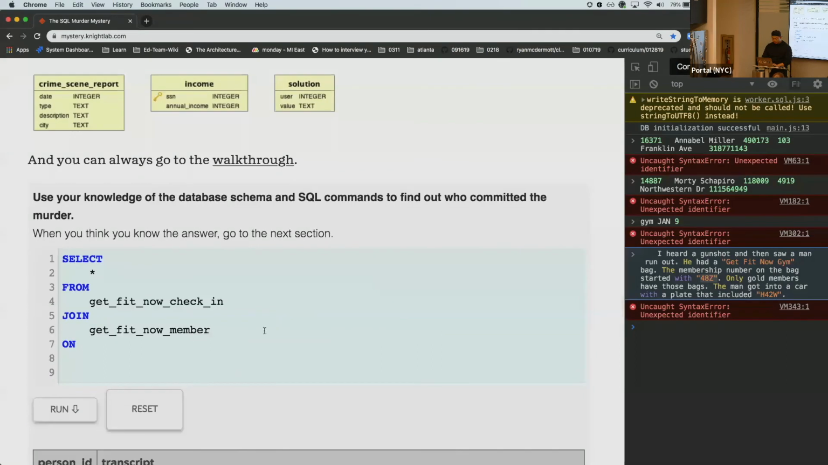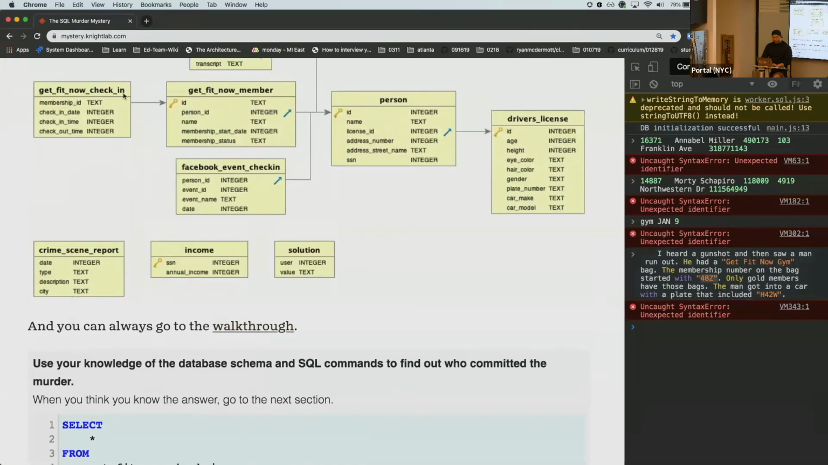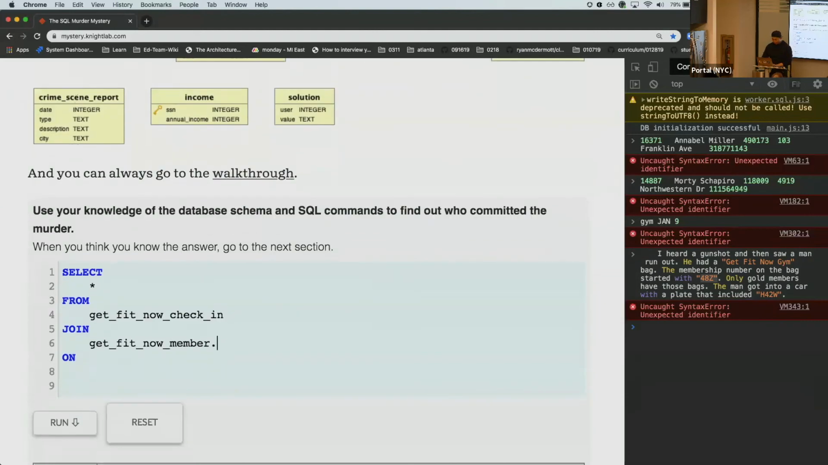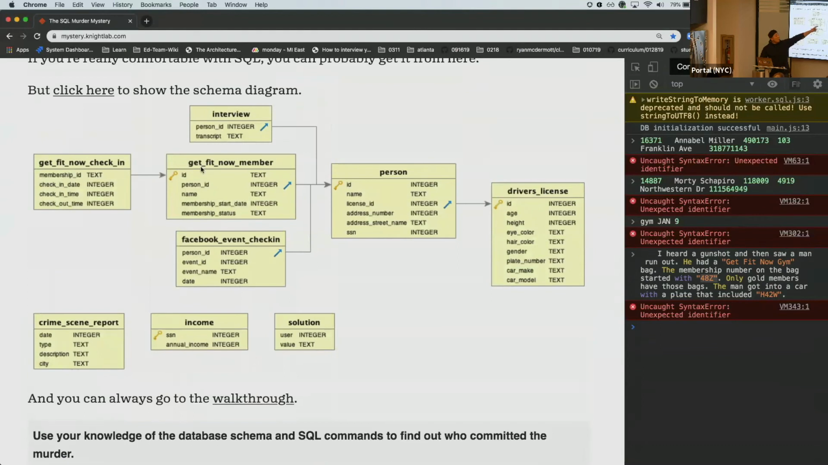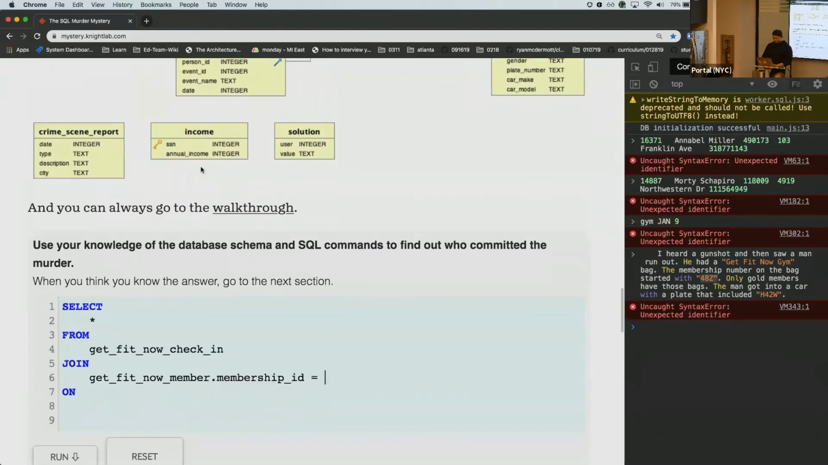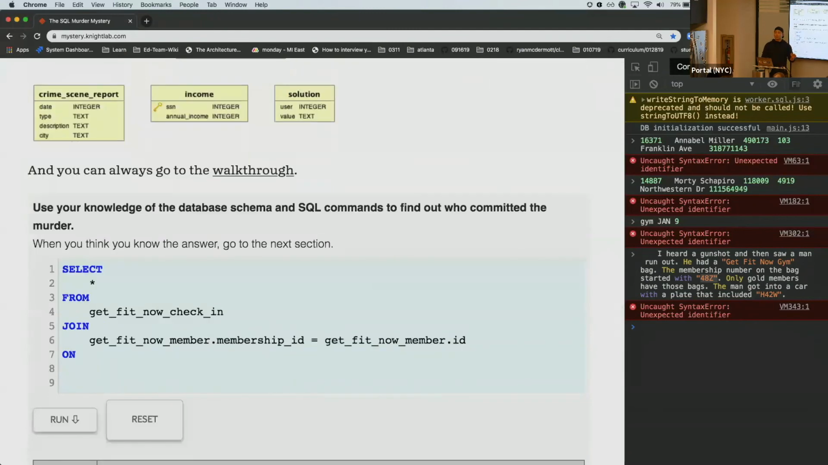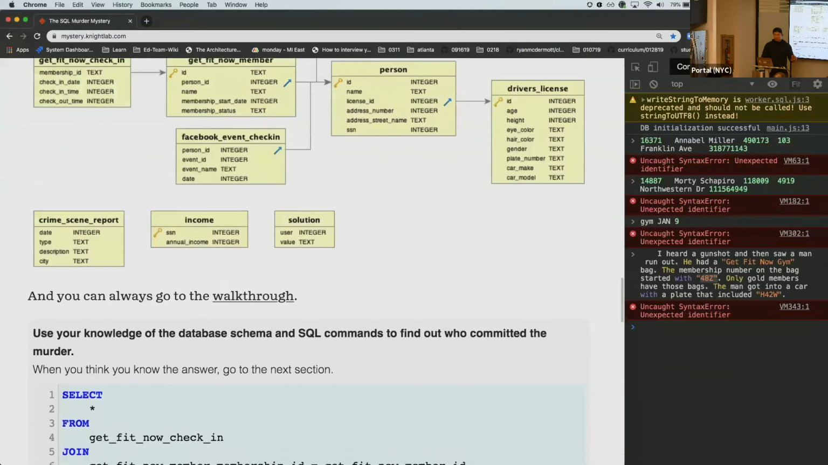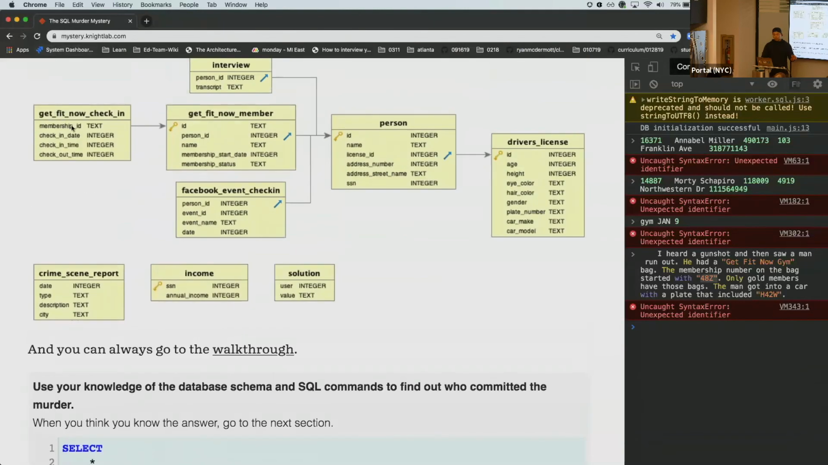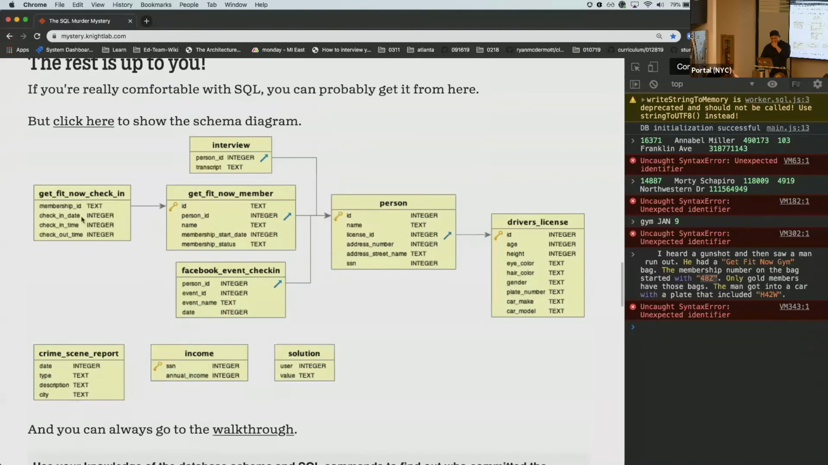So where the Get Fit Now check-in membership ID is related to the Get Fit Now member ID, dot ID. Is that all right? Did I lose anybody? Oh, I'm sorry, I'm looking for the dot member ID. So I'm trying to compare this with this, because we have a little bit of that information.